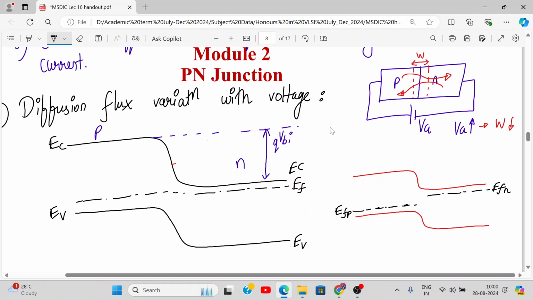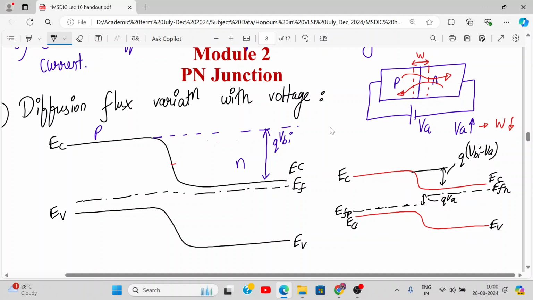Here it will shift. And why is it a shift? This is the amount of applied voltage VA. Are you getting it? Actually, both get reduced. EC and EV both get reduced. This is EV. Oh, this is EC, right? EC, EV. Are you getting it? Both get shifted actually. And this reduced barrier compared to this is called Q into VBI minus VA. Are you getting it now?